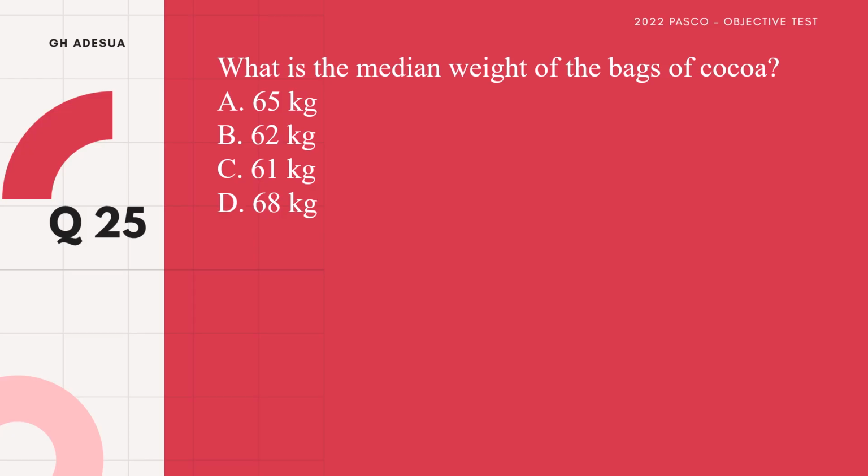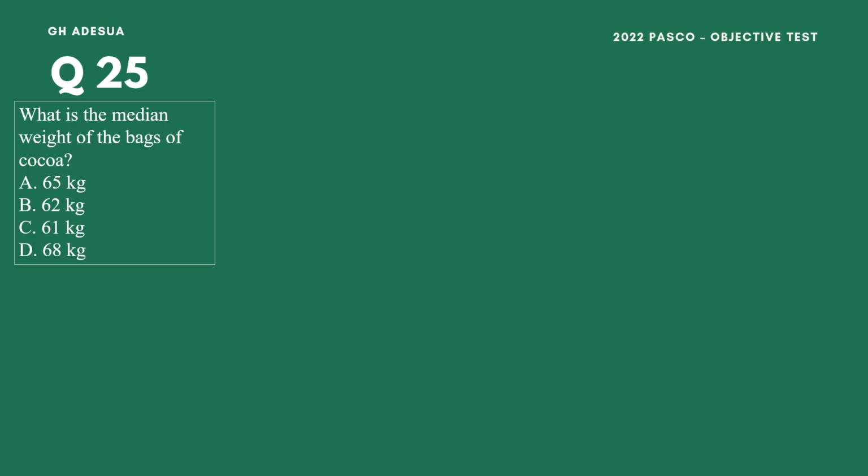Find the median weight of the bags. So we know the median is actually the middle number for every sample size that we have, by F over 2. But in this case, from our total number of leaves, we had 35.